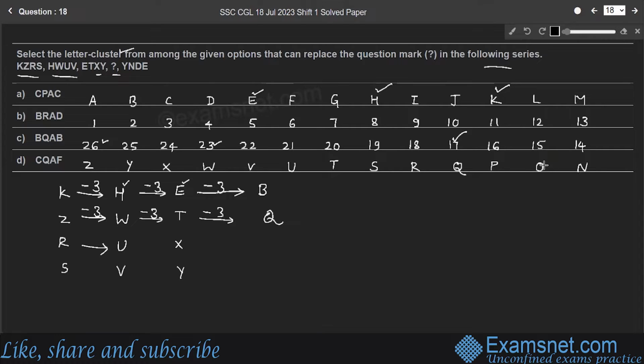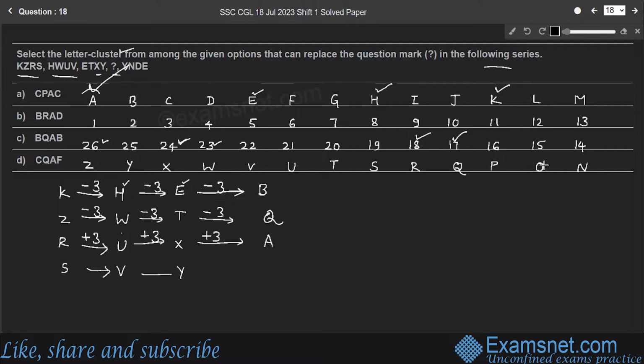So how are third letters related here? What is the positional value of R? It is 18. U is 21, right? So 18 plus 3 gives 21. R plus 3 gives U, whereas U is 21 plus 3 is 24, which is X, right? Similarly, X plus 3. So X is 24. So 25, 26, 27. 27 is nothing but A, right? So X plus 3 gives A, right?